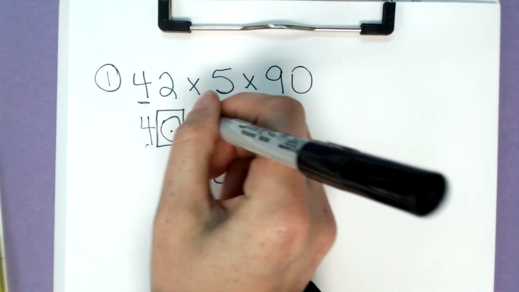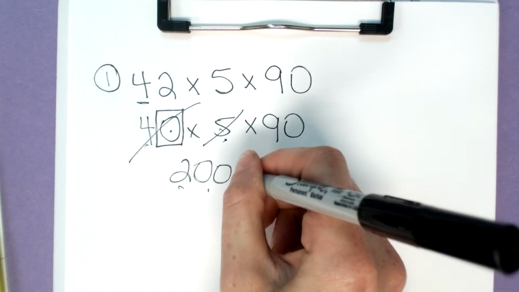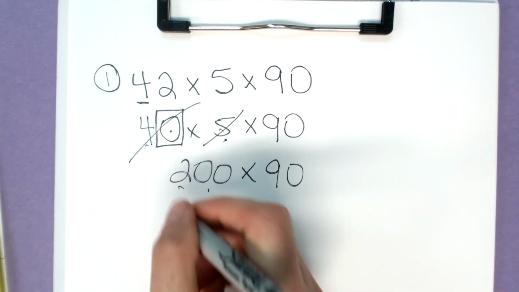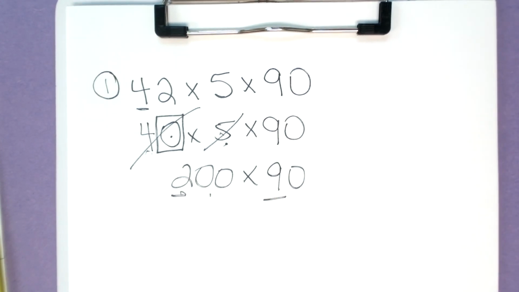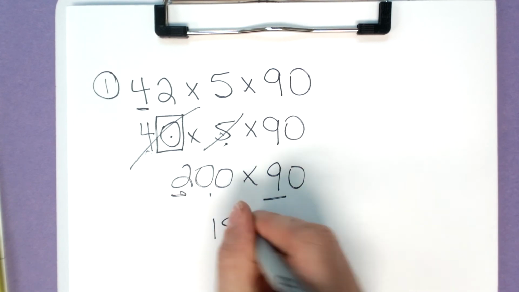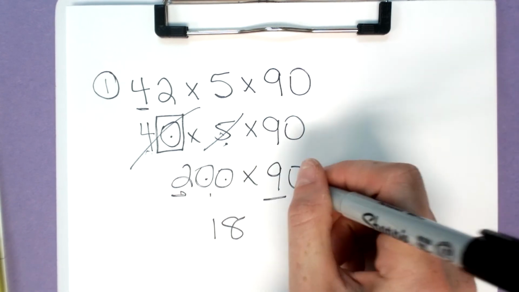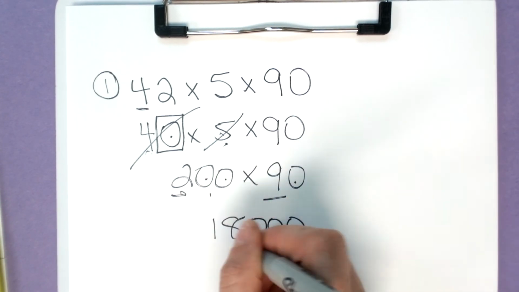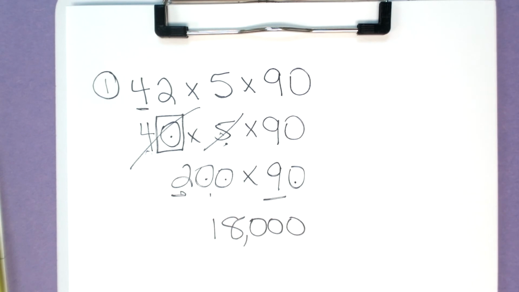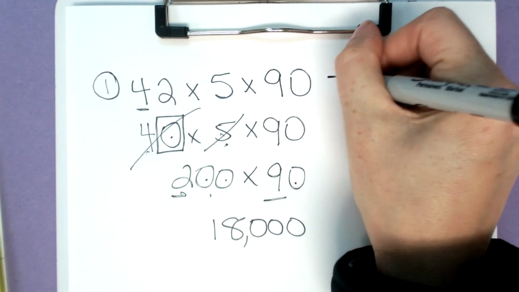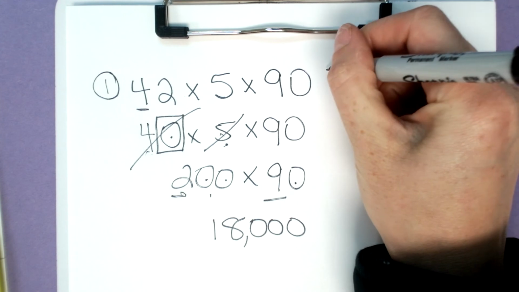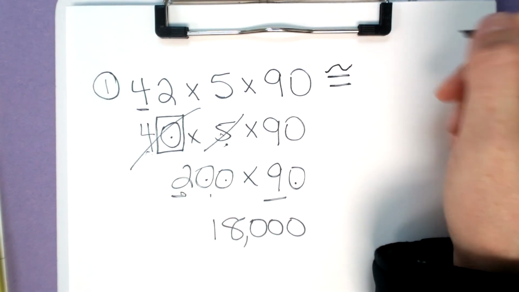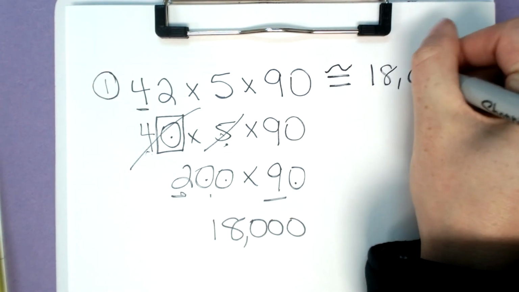All right, now we're done with this, but we still have this 90 left over. What's 2 times 9? 2 times 9 is 18, and then you've got 1, 2, 3 zeros left over. So a good estimation for 42 times 5 times 90, and when you do estimation, it's an equal mark with a squiggly over top, shows you the estimation is 18,000.